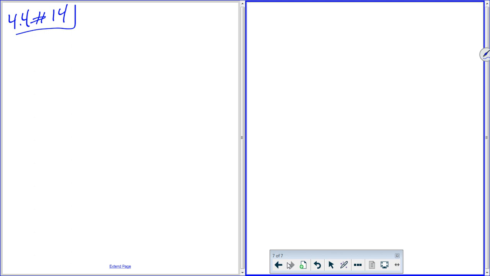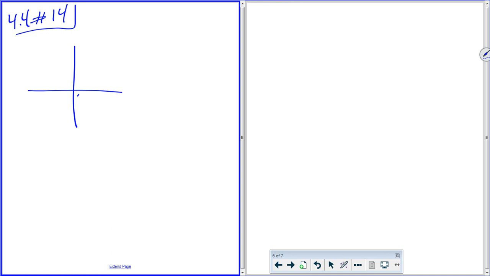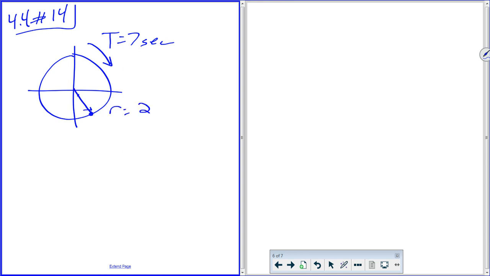So, it says a particle is in uniform circular motion about the origin of an xy coordinate system. So here's my coordinate system, here's my uniform circle. It's moving clockwise with a period of 7 seconds. At one instant, the position vector measured from the origin is 2i minus 3j. Okay? At that instant, what is the velocity in unit vector notation?